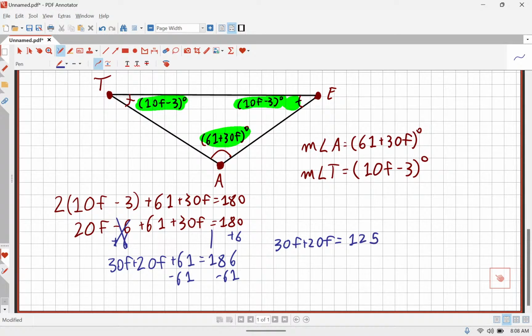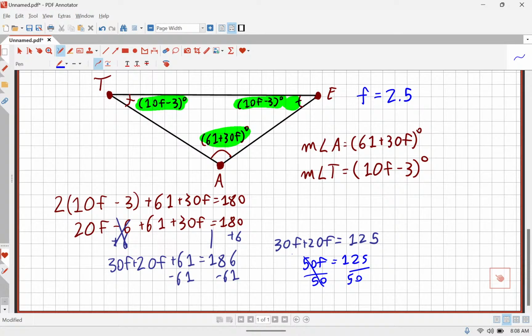Keep going, Stephen. Because 30f plus 20f is 50f. That equals 125. Divide both sides by 50. And what do you get for f? 2.5. How many of us got 2.5 for that? Love that. Very good. Thank you, Stephen. Let's see here.